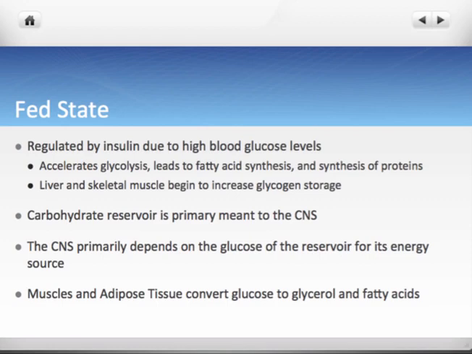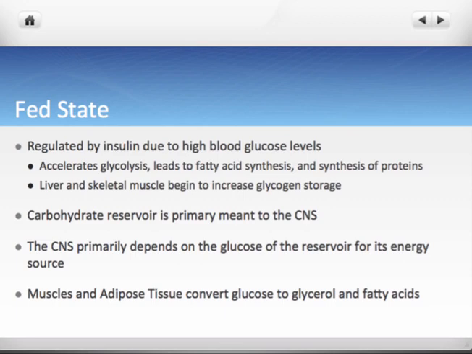So in the fed state, like I said, this is between 0 and 3 hours. So this is when we have high blood glucose levels, and that's because we've just consumed food. And so this whole state is regulated by insulin. So insulin is actually going to help accelerate glycolysis. It leads to fatty acid synthesis and synthesis of proteins. Insulin is also going to act in the liver and skeletal muscles by increasing glycogen storage there. We have carbohydrate reservoirs, and we're going to see an increase there, and this is primarily meant to be a source for the central nervous system.